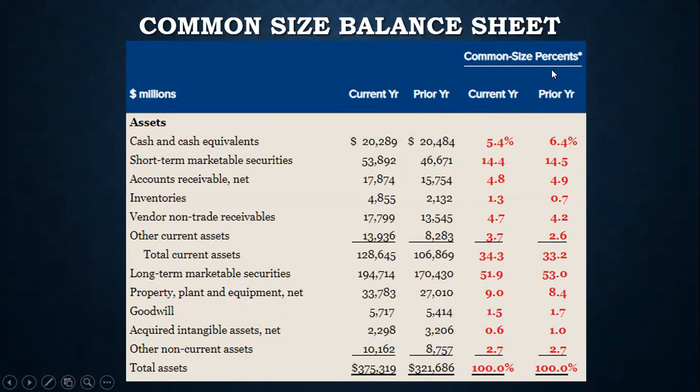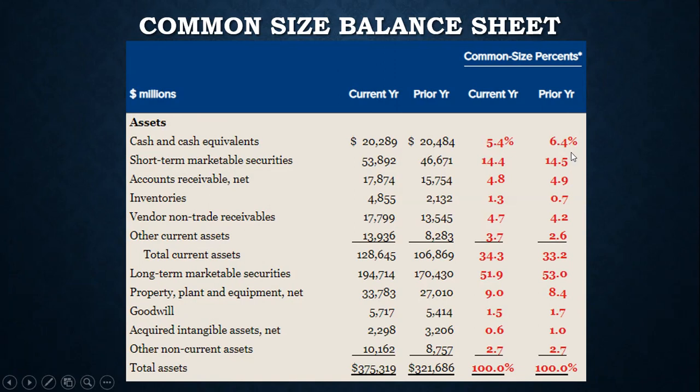Short-term divided by total, that gives us 14.5. So we would just do that all the way down. Then we can look at if we want to compare the 2 years. Okay, so this year our cash is 5.5% of our total assets. Last year it was 6.5%.